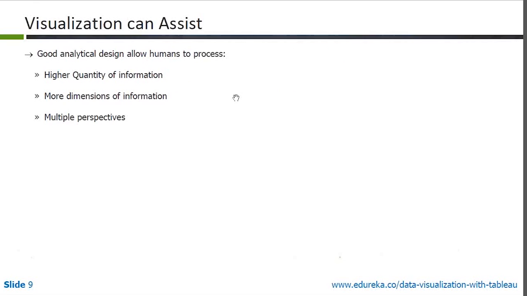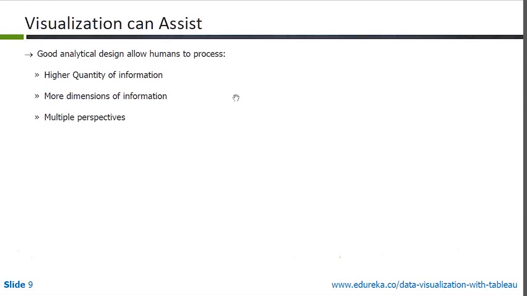So how can visualization assist you? It gives higher information, more dimension of information, and multiple perspective. When you draw a chart in Excel, you just have X and Y axis. Here you can have X and Y axis, of course. You can color according to one more axis.